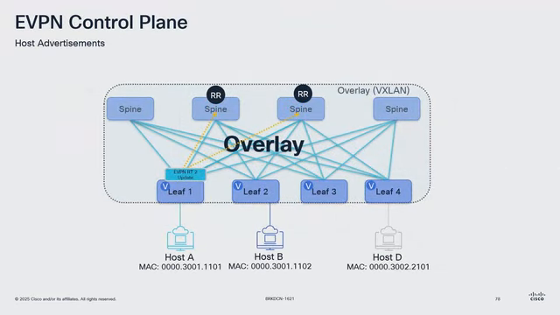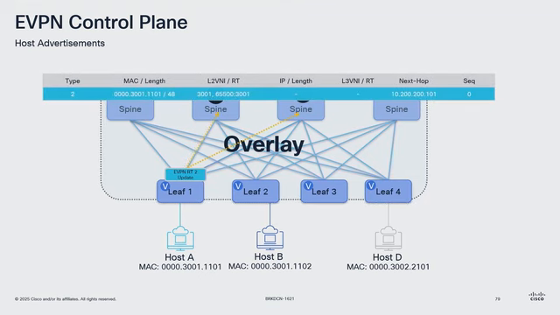I have 3 hosts, just for this example: host A, host B, host D. And all I see is the 3 different MAC addresses. I don't see any IP address information now. So what I want to do is build this table. I want to build the control plane. So Leaf 1 is going to send out an EVPN route type 2 update to the route reflector, and it's going to build this table out.